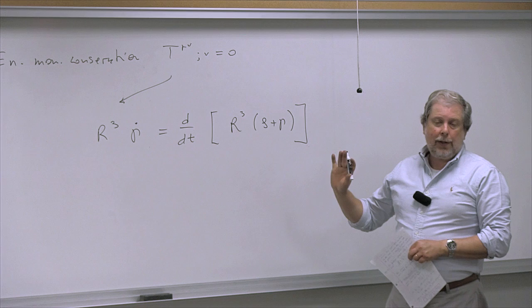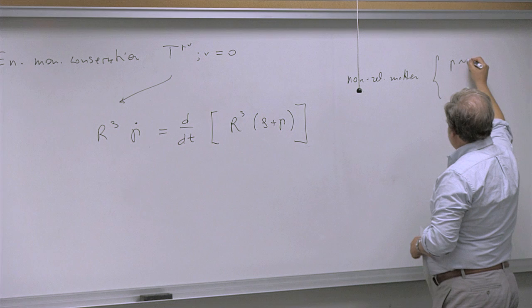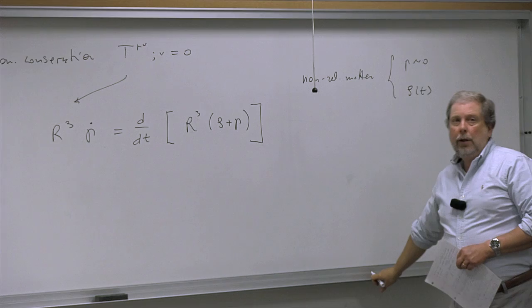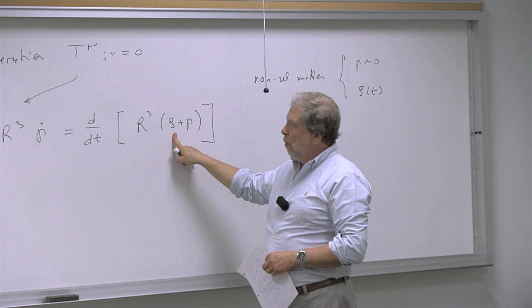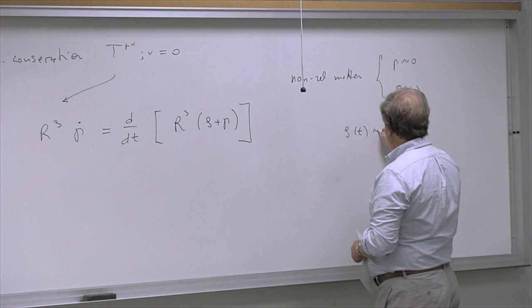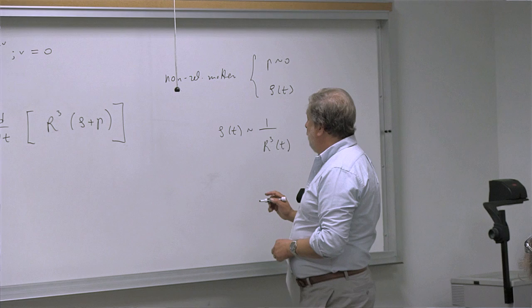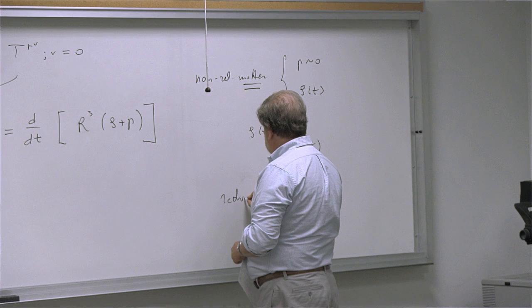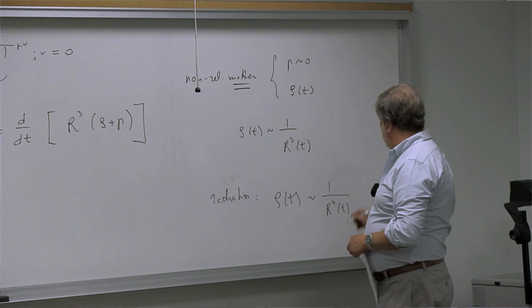So we have this equation, and even before we say anything associated with the field equations, we can conclude, for example, that for non-relativistic matter the pressure is negligible, and we just have a rho of t. So the pressure here is 0, and R cubed times rho, d by dt of that, is equal to 0. So in this case rho of t goes like 1 over R cubed of t. And for radiation, where the pressure is equal to 1/3 times the density, rho of t, again from that equation, goes like 1 over R to the 4th of t.